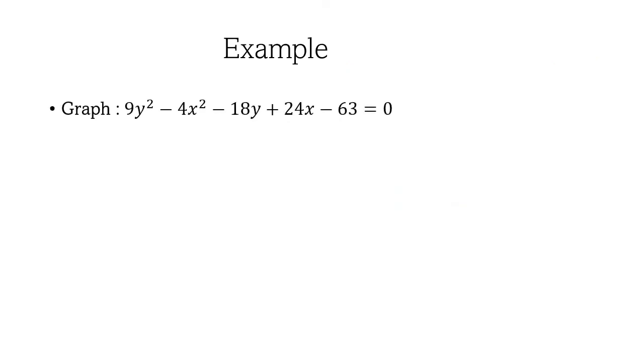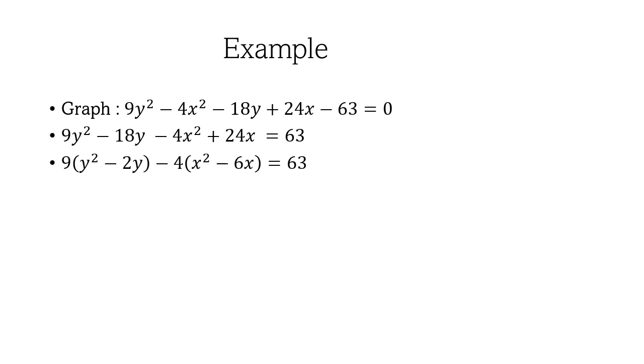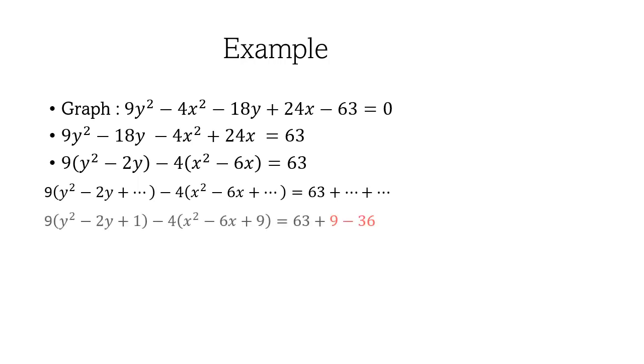Now here, we need to graph the hyperbola by completing the square. First of all, we're going to group the y's and the x's, and put the constant on the other side by adding 63 to both sides. So we added 63 to both sides to move the constant to the other side. We're going to factor out the 9. Then we're going to use the method of completing the square.